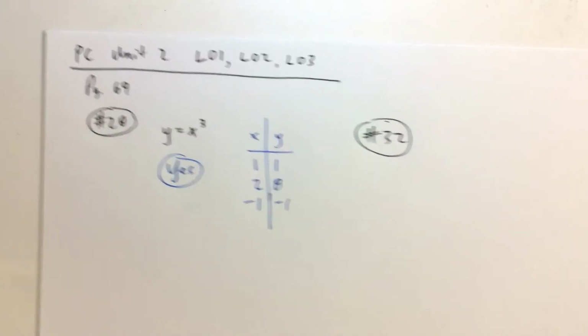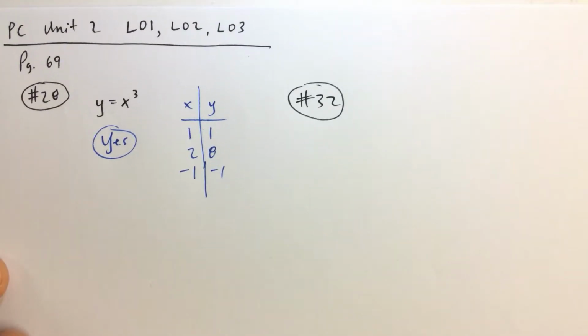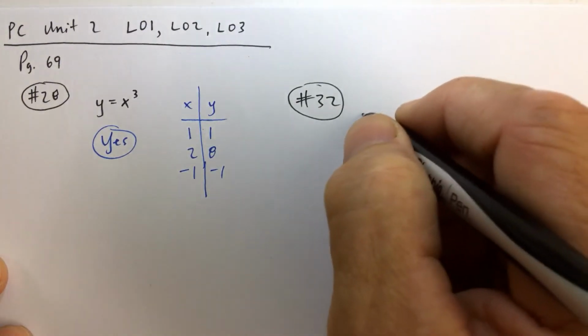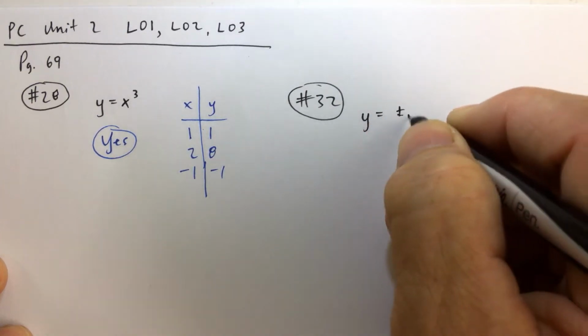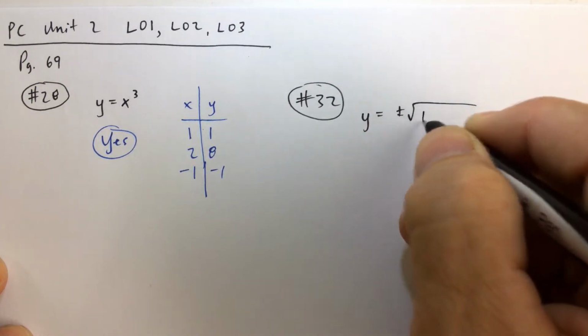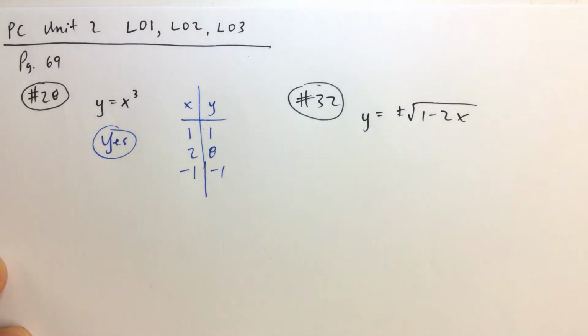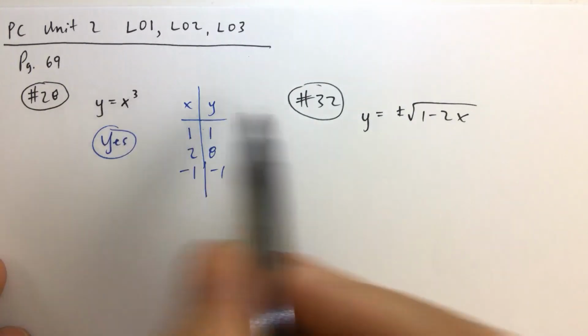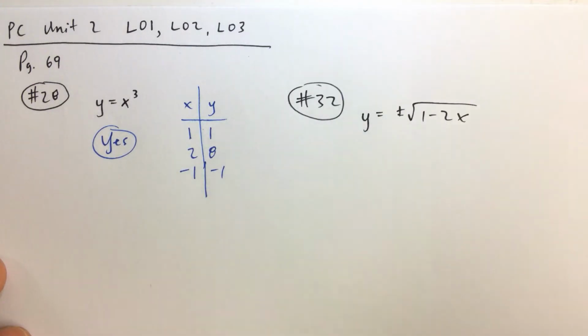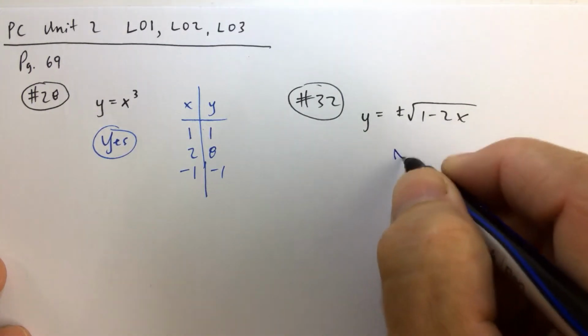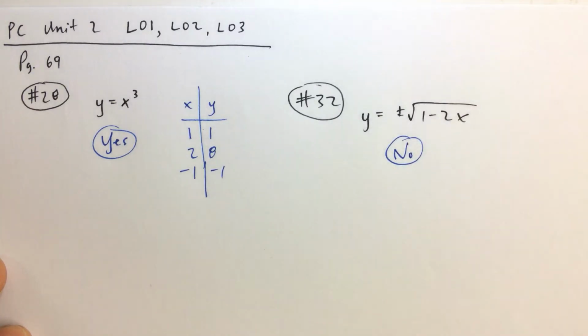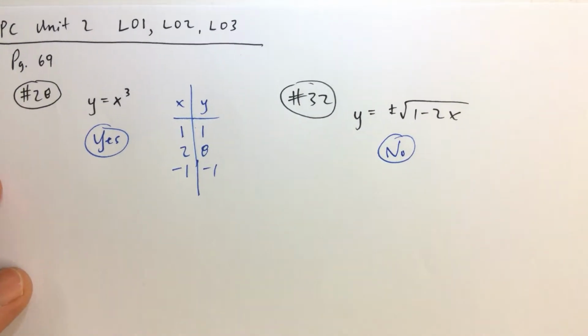Zoom out a little bit here. For number 32, we're given that y equals plus or minus the square root of 1 minus 2x. One might be thinking, this is y equals something, so this must be a yes, but this is a no, for the exact same reasons I gave you in the first example.